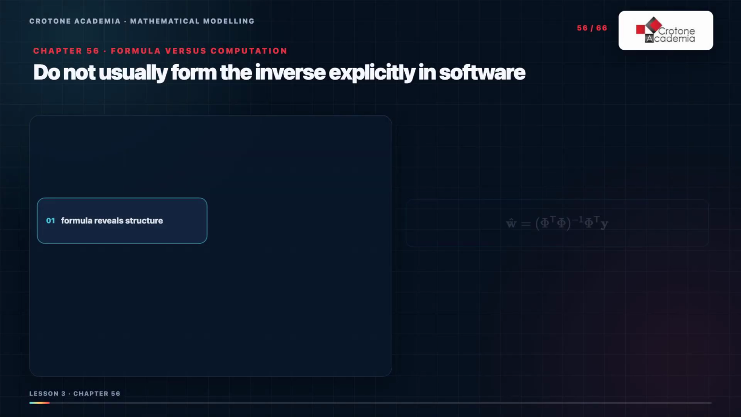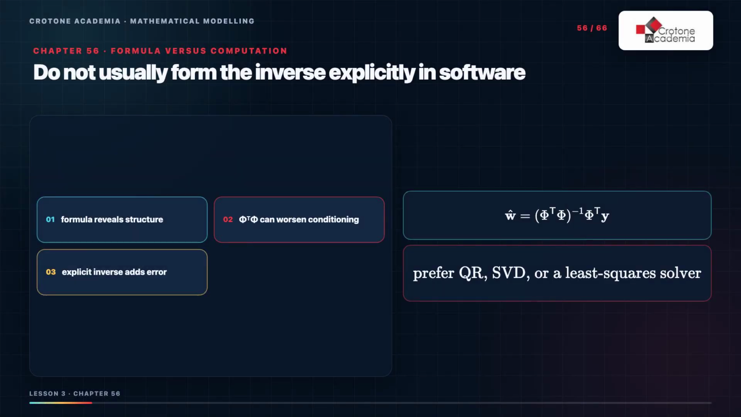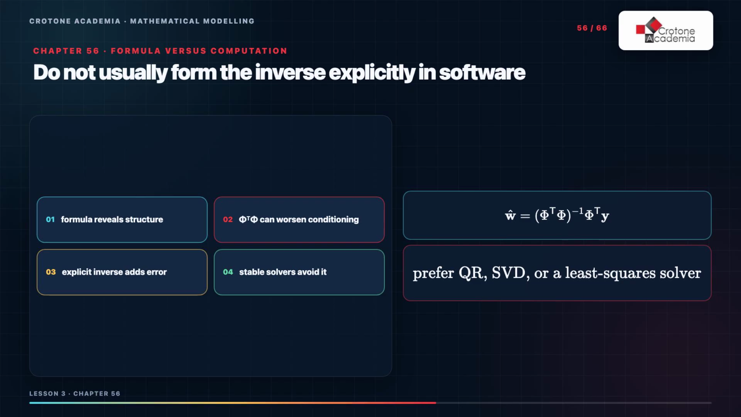The closed-form formula is mathematically important, but it is not usually the best numerical recipe. Forming phi transpose phi can worsen conditioning, and explicitly calculating an inverse can add unnecessary numerical error. Practical software typically uses QR decomposition, singular value decomposition, or a specialized least squares solver. Learn the formula for its structure and interpretation. Use stable solvers for serious computation.